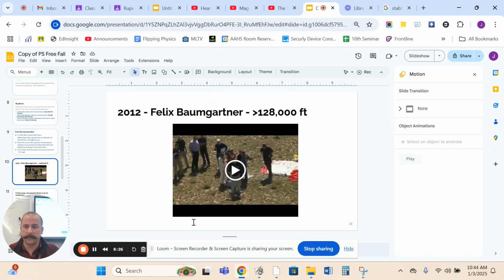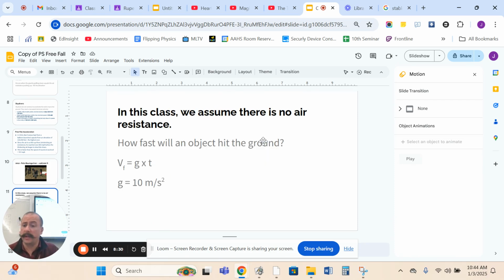But whenever he entered back into the atmosphere where there was air, that slowed him down to a much more manageable speed. And here's a little video clip that you guys can watch of Felix jumping out. It's pretty intense. He falls for over 4 minutes. 4 minutes just falling straight down towards the ground. Ridiculous.